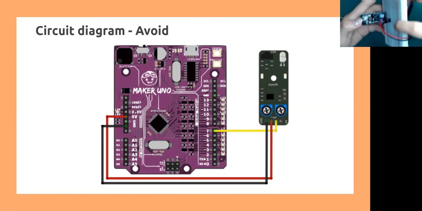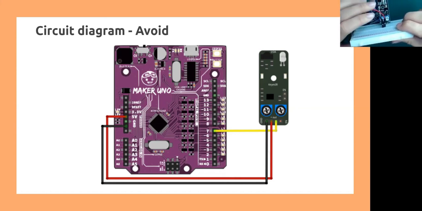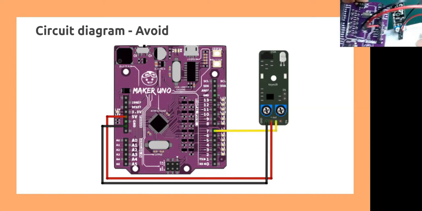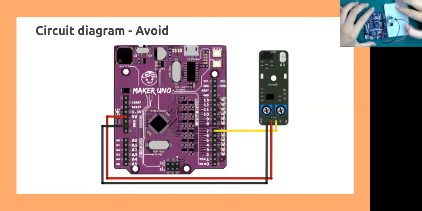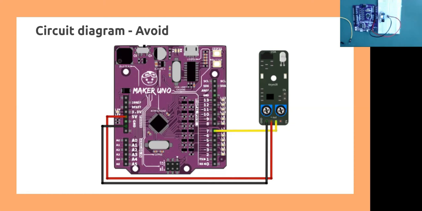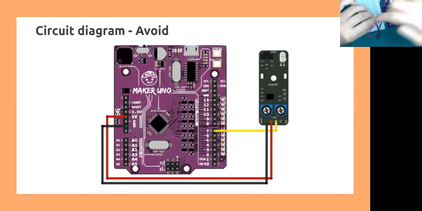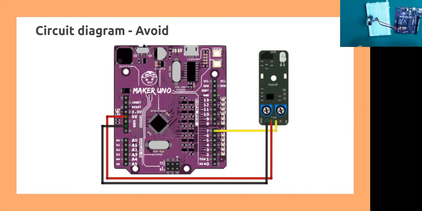Okay. So these 2 pins are the ground and the positive. So connect them to 5 volt and ground. Then we will need one more pin, which is the signal. This signal will go to digital pin 7.